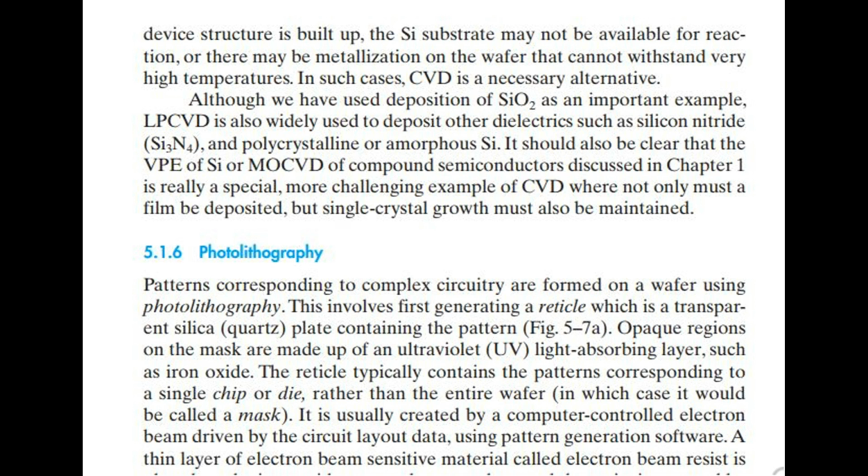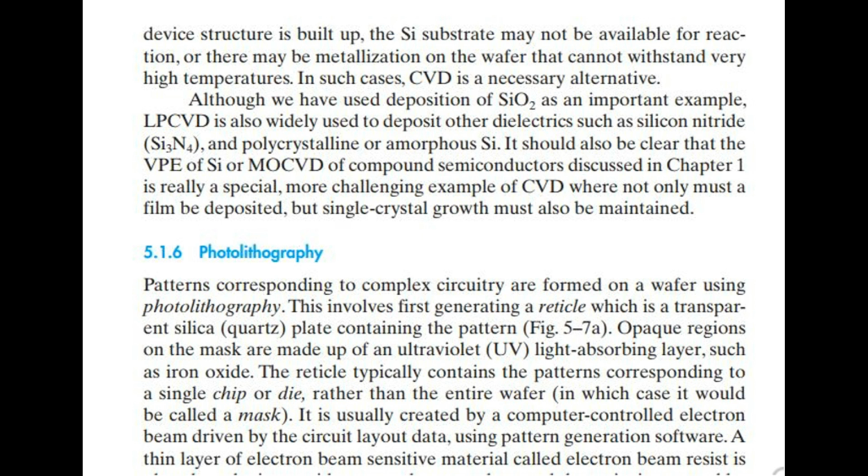Although we have used deposition of silicon dioxide as an important example, low-pressure plasma-enhanced chemical vapor deposition is also widely used to deposit other dielectrics such as silicon nitride, Si3N4, and polycrystalline or amorphous silicon. It should also be clear that the vapor phase epitaxy of silicon or metal organic chemical vapor deposition of compound semiconductors discussed in Chapter 1 is really a special, more challenging example of chemical vapor deposition where not only must a film be deposited, but single crystal growth must also be maintained.